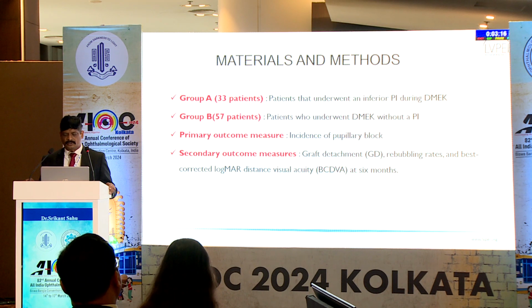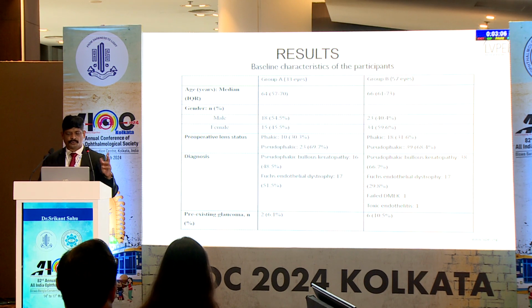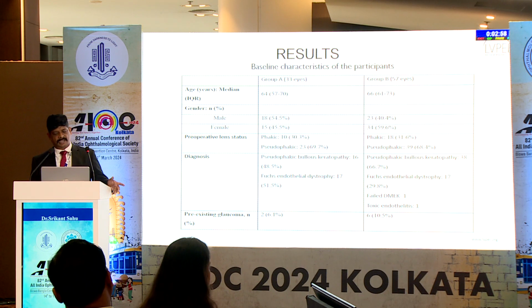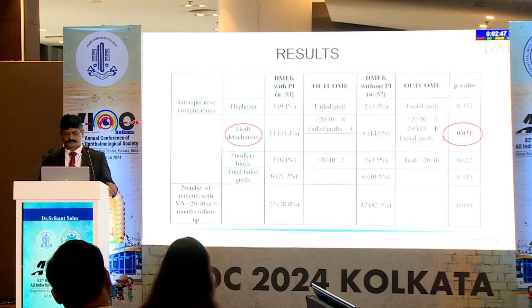The primary outcome measure was pupillary block. The secondary outcomes were graft detachment, rebubbling rates, and best corrected visual acuity. If you see, the baseline characteristics of both the groups are similar. It had equal numbers of phakic and pseudophakic eyes, and nearly similar amounts of Fuchs and PBK. Glaucoma was 6% with PI and 10% without. So the baseline characteristics of both the groups were the same to start off.